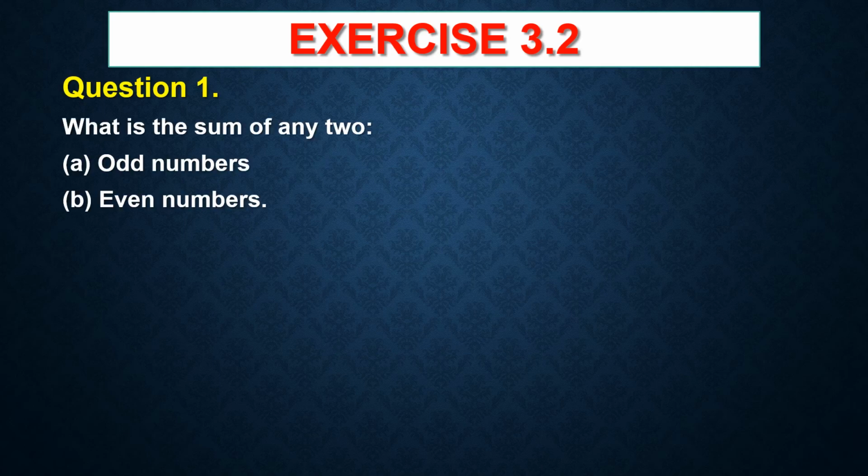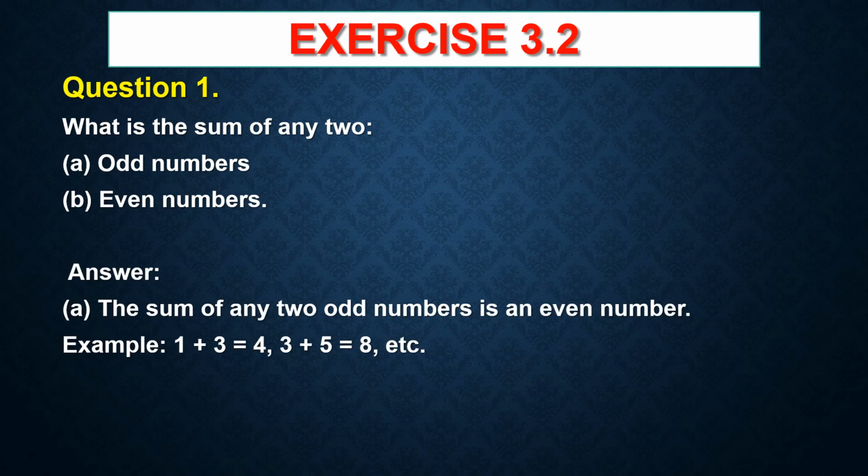What is the sum of any two odd numbers? Answer: the sum of any two odd numbers is an even number. We can understand this with an example. Let's take two odd numbers, 1 and 3. Their sum is 4, which is an even number. One more example: 3 plus 5. 3 and 5 are two odd numbers. Their sum is equal to 8, which is an even number.